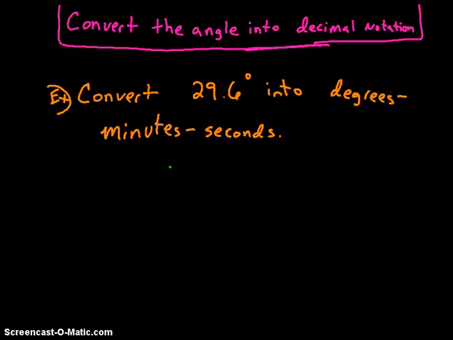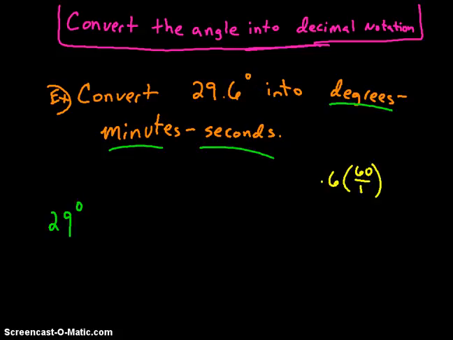So a new problem would be: convert 29.6 degrees into degrees, minutes, and seconds. Basically, our degree part is going to be 29, so we'll have 29 degrees. And then what you do is you take this decimal part and multiply it by 60/1. So now it's like going backwards. Instead of multiplying by 1/60, you multiply by 60/1.